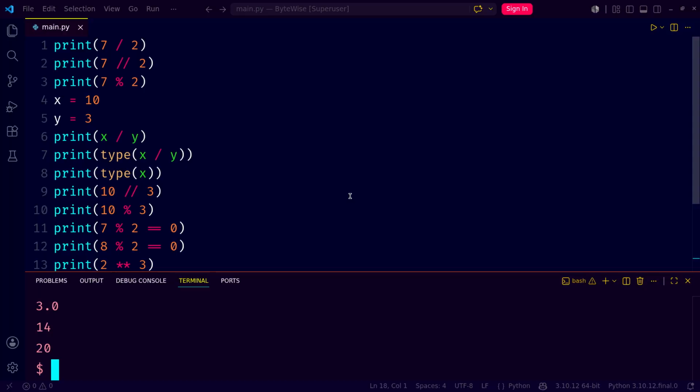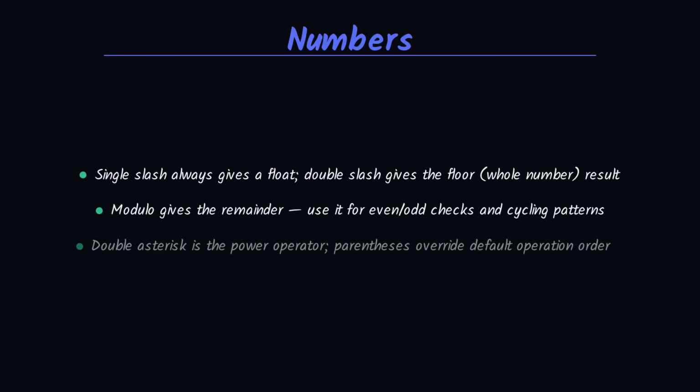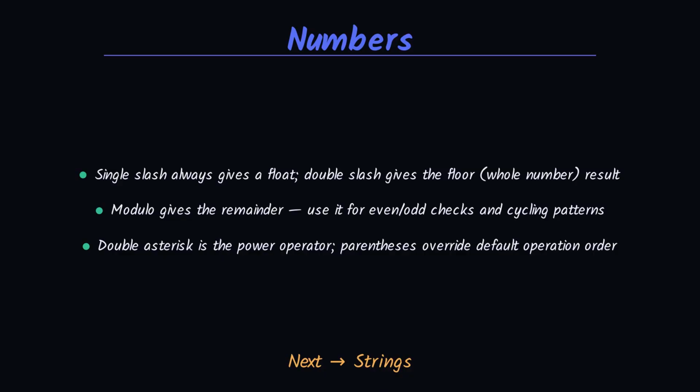3 operators that beginners overlook: floor division, modulo, and power, and they come up constantly in real code. Next up is strings, and there is a fact about how Python stores string characters that changes how you think about them entirely.